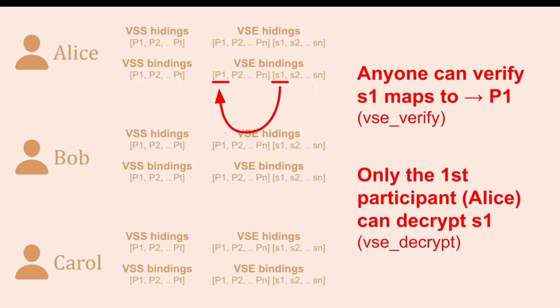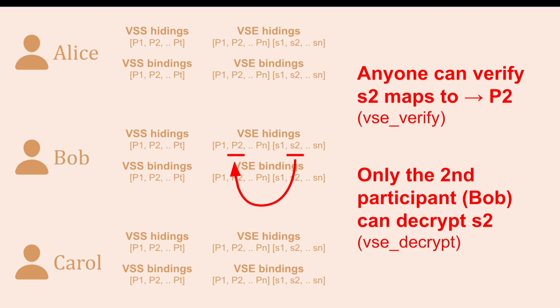We do the same for bindings. It's the same as hidings. And Bob is similar, right? Now it's Bob's contribution. Bob created these values and contributions S1, 2, 3, n, right? And S1 in this case belongs to Alice, so only Alice can decrypt S1. Well, Bob can decrypt it too, right? Because Bob computed it in the first place, but Carol cannot decrypt it. Only Alice and Bob can do it.